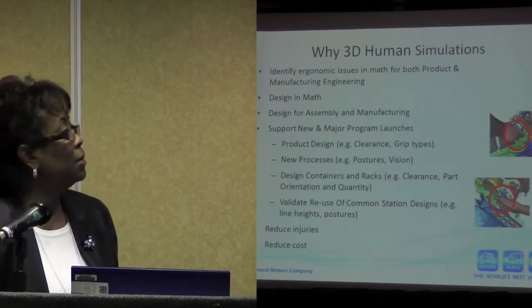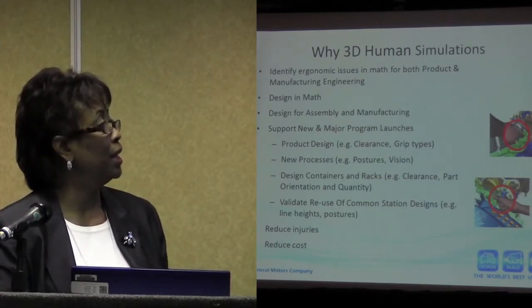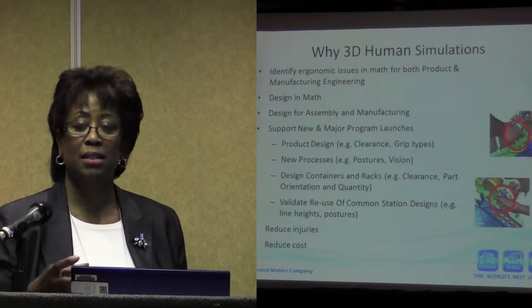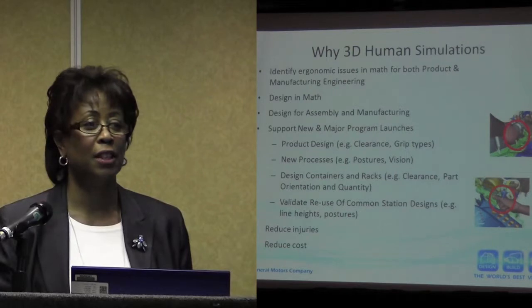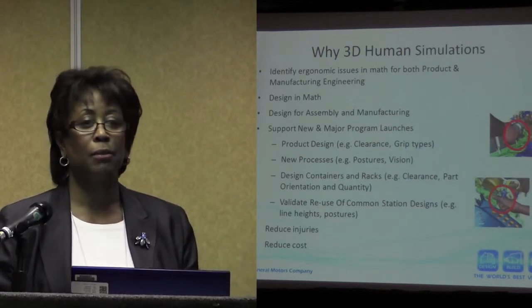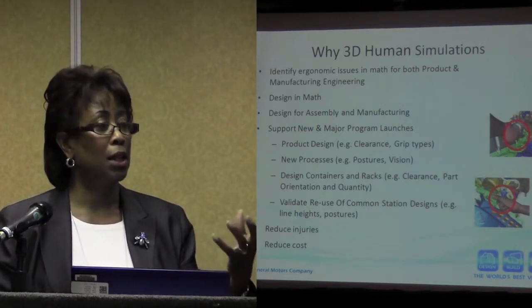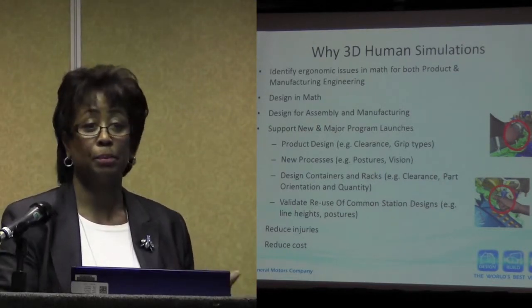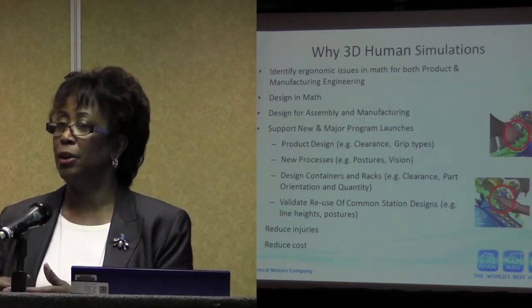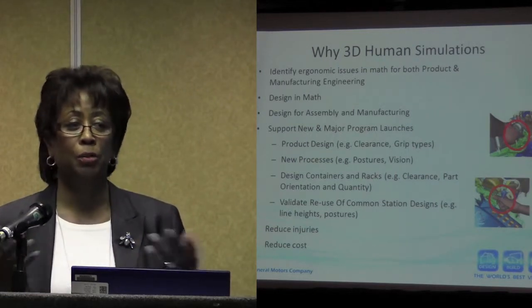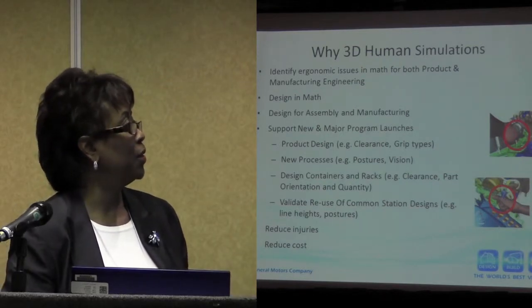And we want to design for assembly and manufacturing, support our new and major program launches, and there are many. Look at product designs, just as Allison said, where I can get my hands around the part. Do I have enough clearance? If I don't have enough clearance, then I'm going to either need some sort of hand tool, or we're going to reduce the force in that component of part. And if we reduce the amount of force we allow in that component of part, will it in fact turn out to be a quality issue? So there are all of those issues that we continue to deal with.